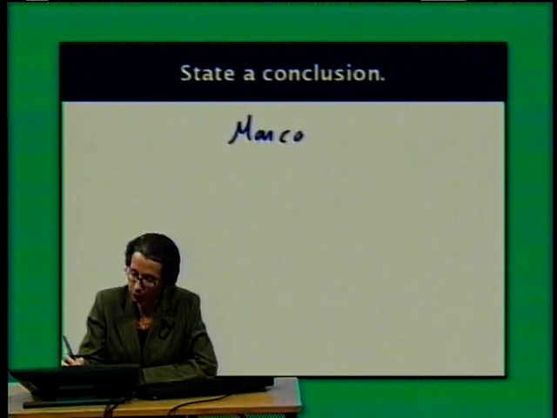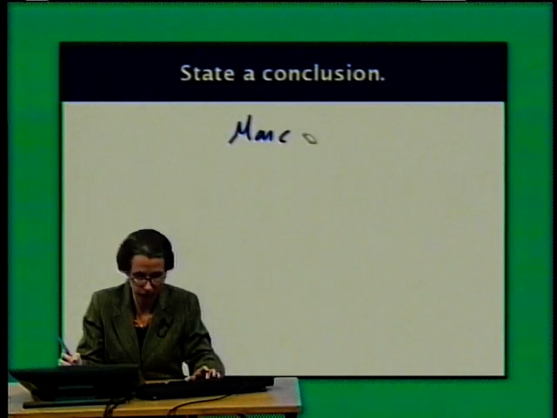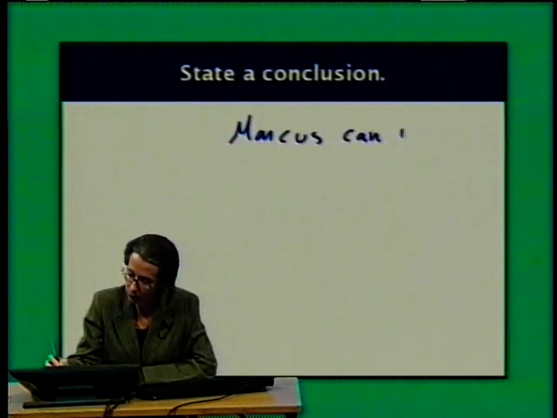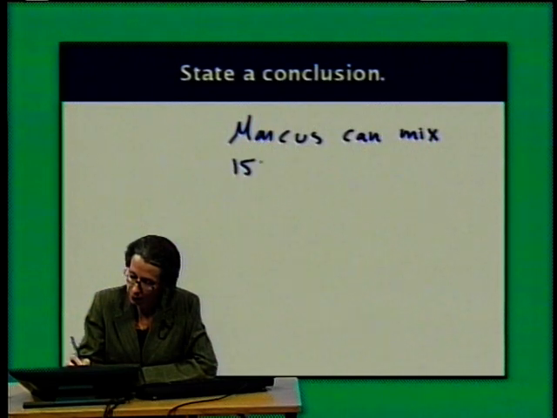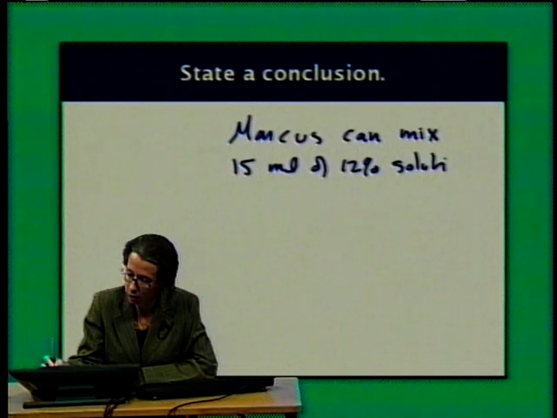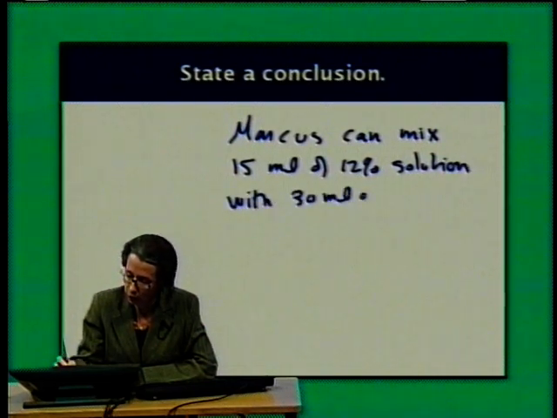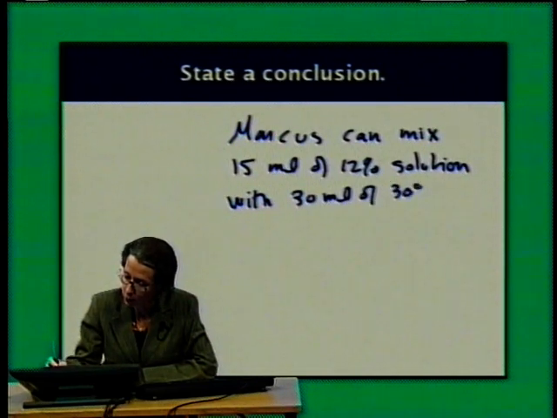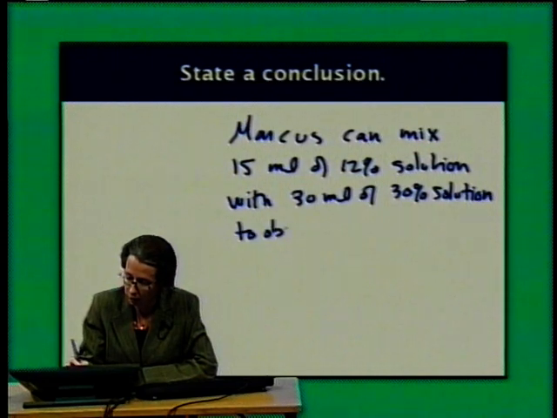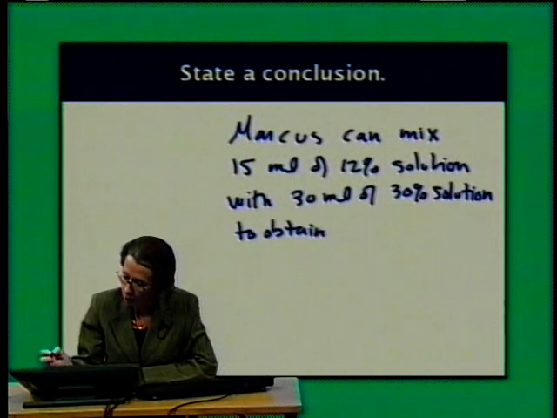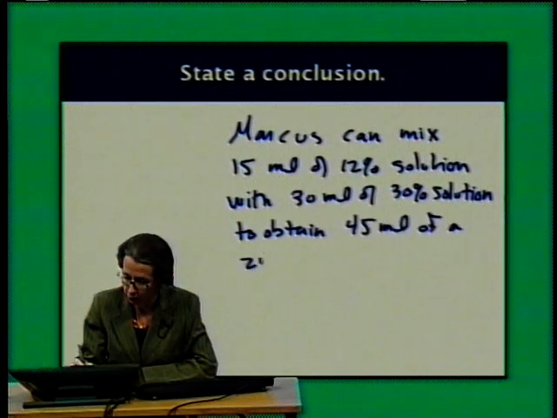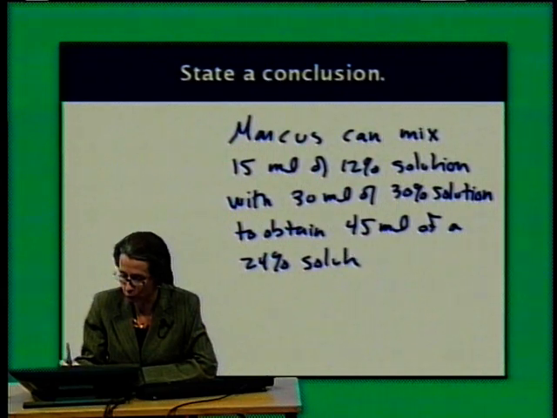Marcus can mix 15 milliliters of 12% solution with 30 milliliters of 30% solution to obtain 45 milliliters of a 24% solution.